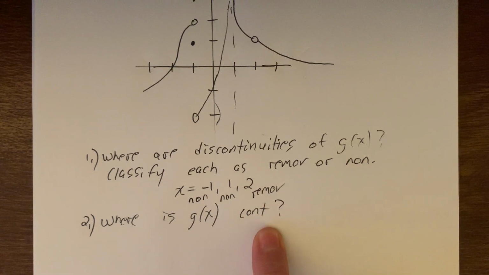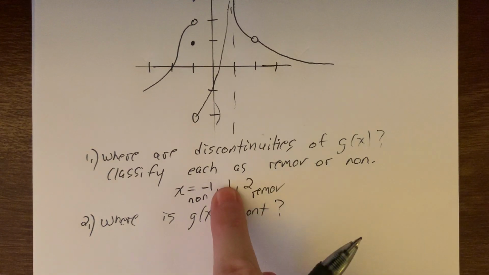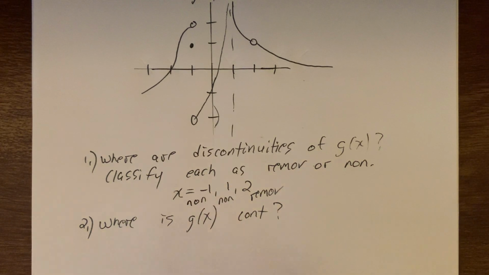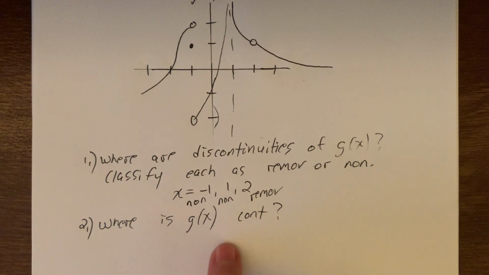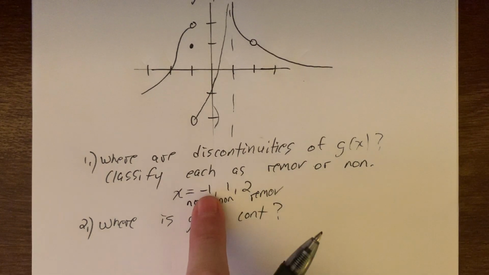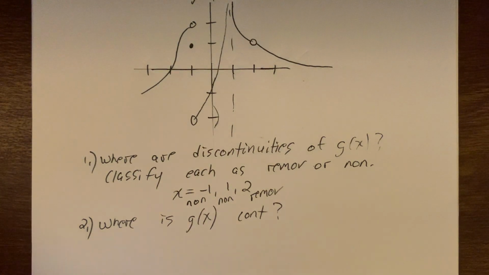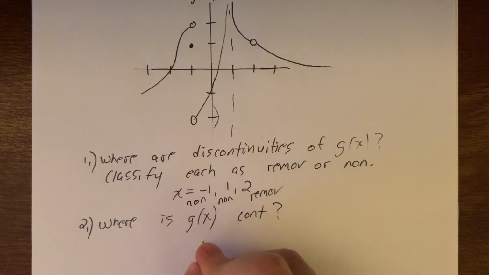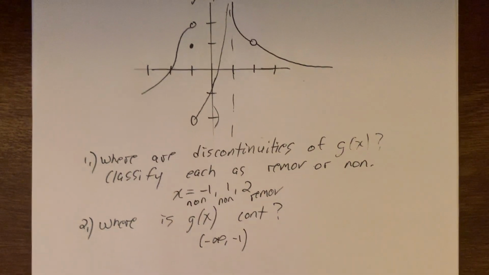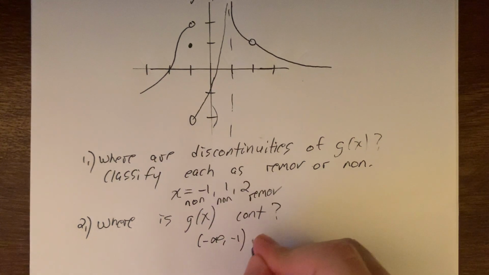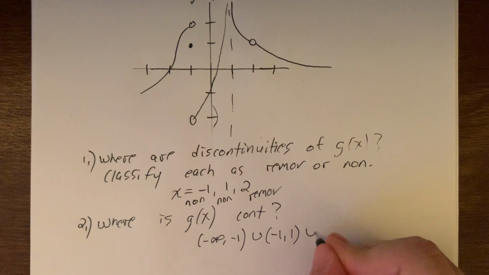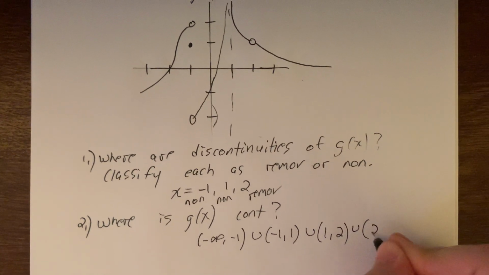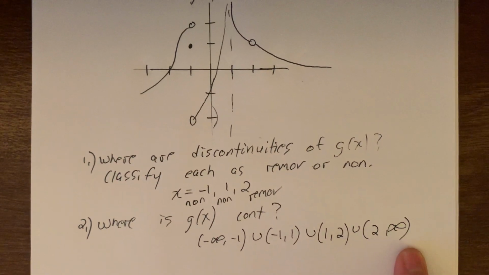Where is g continuous? Everywhere it is not discontinuous. That's the idea, everybody. But again, I need the intervals. Don't just say x not equal to -1, 1, and 2. You should be able to give me the intervals that go with that. So what comes before -1? Negative infinity up to not including -1. Between -1 and 1, not including either because they're both discontinuities. From 1 to 2, and then everywhere after 2, 2 to infinity.